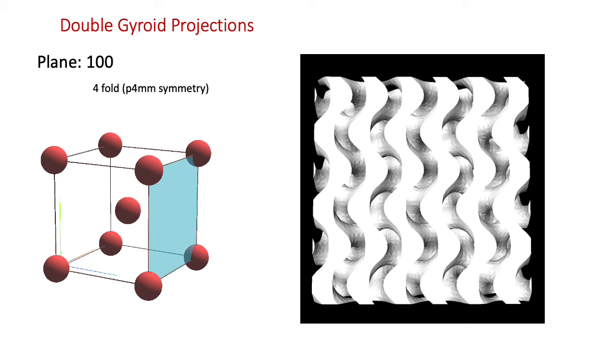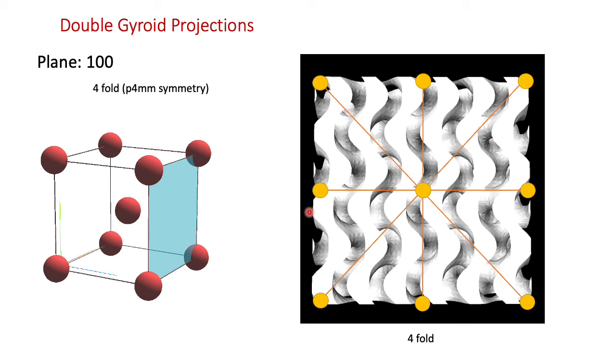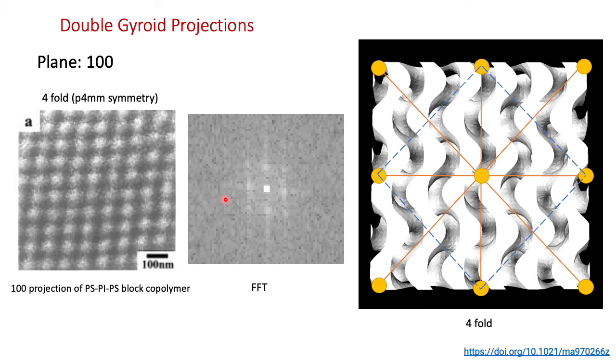And this picture here shows the 100 plane in the body-centered structure. And the other figure here shows the 100 projection of the double gyroid structure. And this plane has a fourfold symmetry, and it belongs to what they call the p4mm space group. And we can compare this to a real double gyroid lattice.